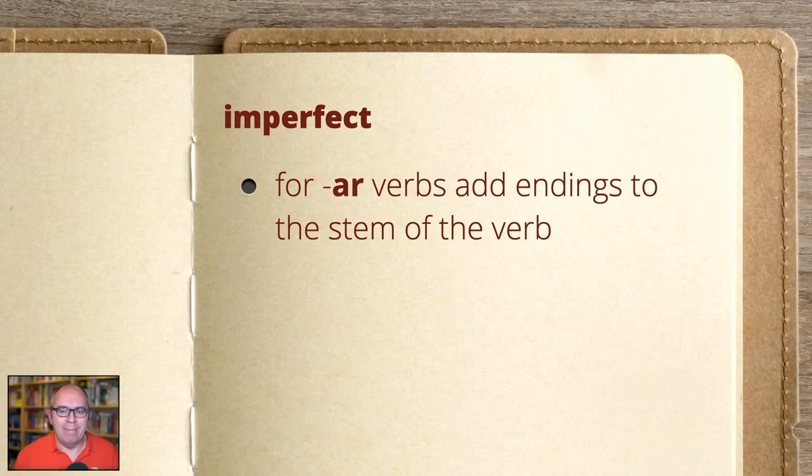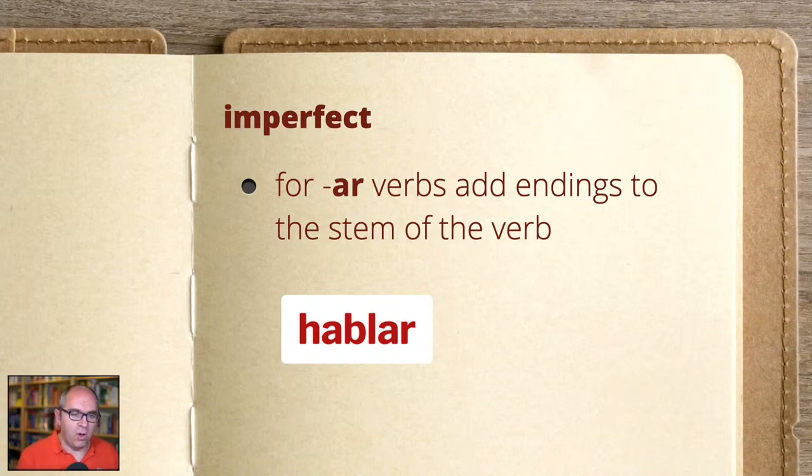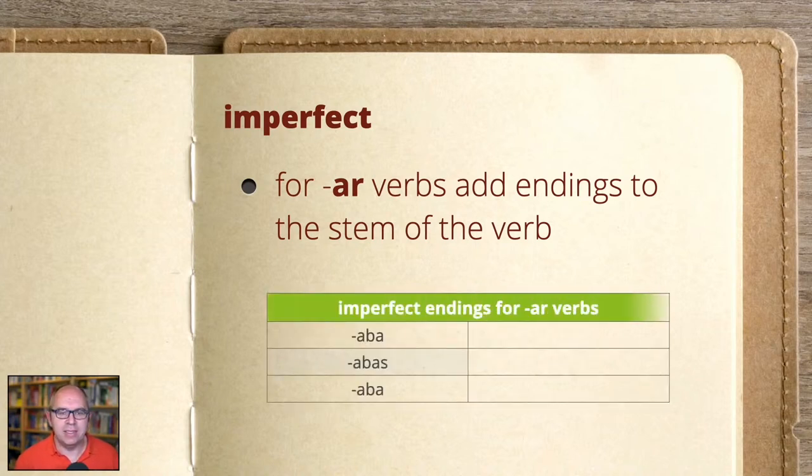So let's take the verb hablar. I'll just type this in, hablar. So we've got hablar here. Let me increase the size of that. Hablar, to get the stem, we're going to take off the AR and we get habl. And then, of course, we can add these endings to that stem. So if I just remove these from the screen and let's bring in their endings. And these endings are aba, abas, aba, ábamos, abais, aban. So let's put this together.